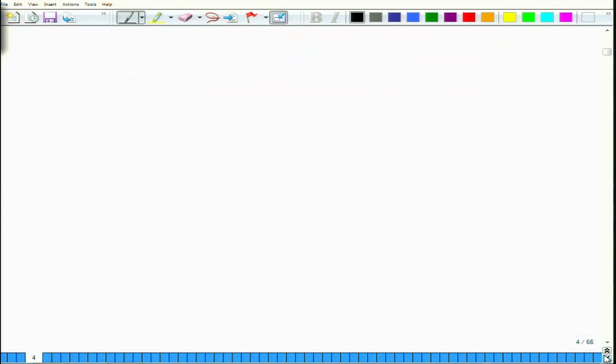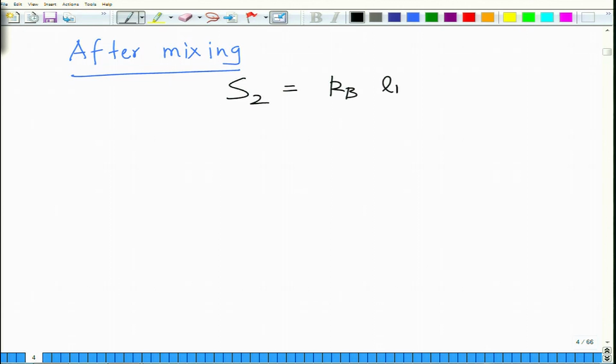Okay. What about S2, which is after mixing? So now we look at after. S2 is equal to K_B ln W2. Okay. So what is W2? Now what is the lattice like? Let me draw the lattice here. You had a situation like this.